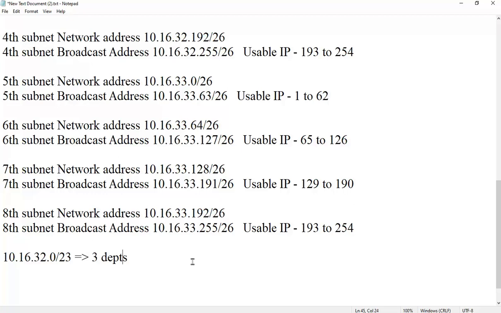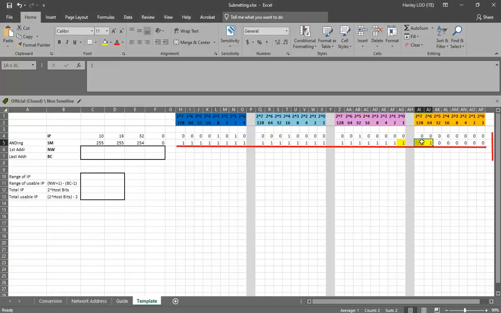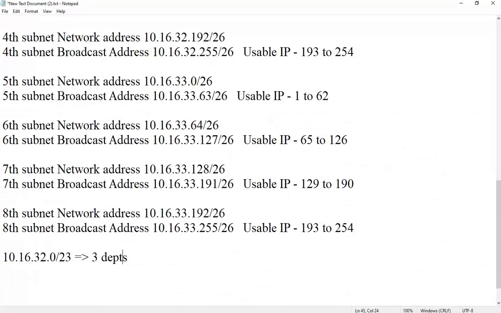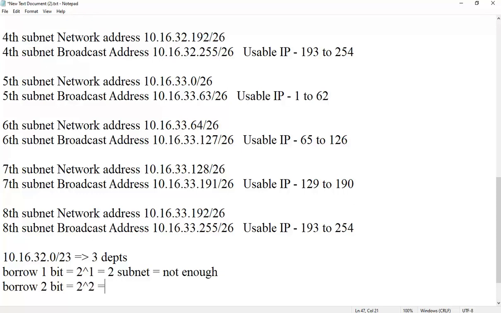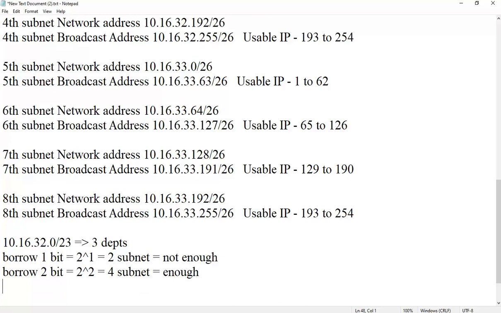Okay, so basically similar to what we have gone through just now, by borrowing bits, we know that if we borrow 1 bit, it will be 2 to the power of 1, so only 2 subnets, which is not enough for my 3 departments. If I borrow 2 bits, 2 to the power of 2 equals 4 subnets, so it will be enough for the 3 departments that I mentioned in this second example.